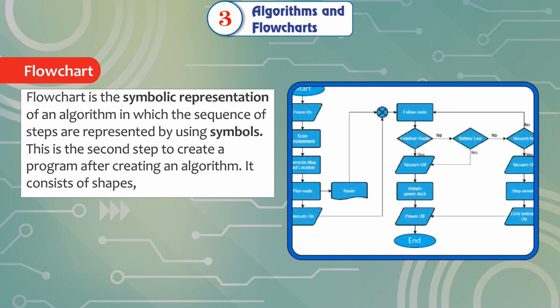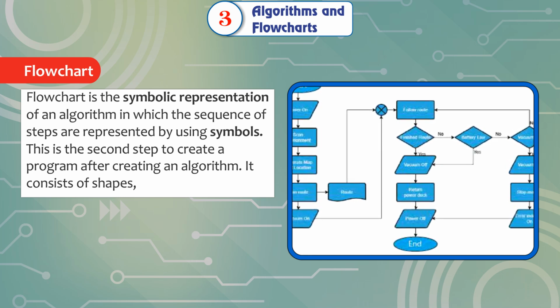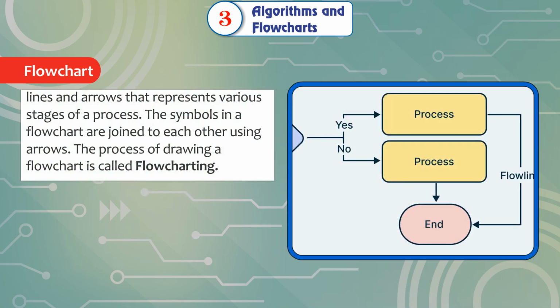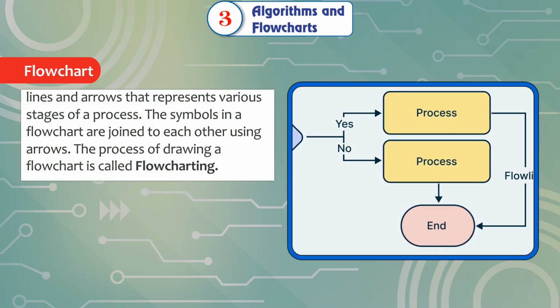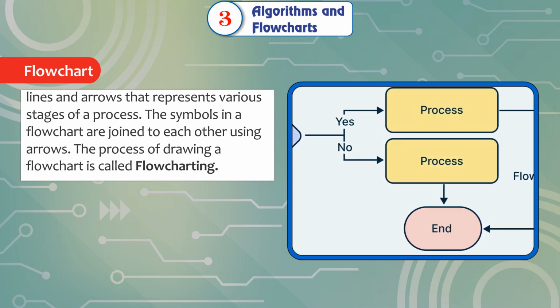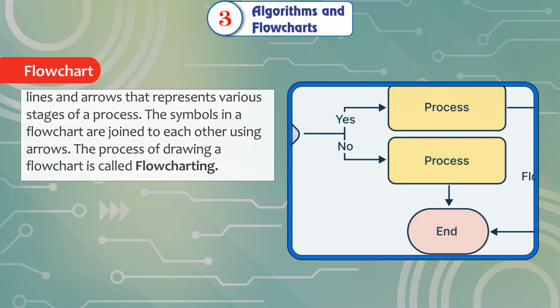This is the second step to create a program after creating an algorithm. It consists of shapes, lines and arrows that represent various stages of a process. The symbols in a flowchart are joined to each other using arrows. The process of drawing a flowchart is called flowcharting.